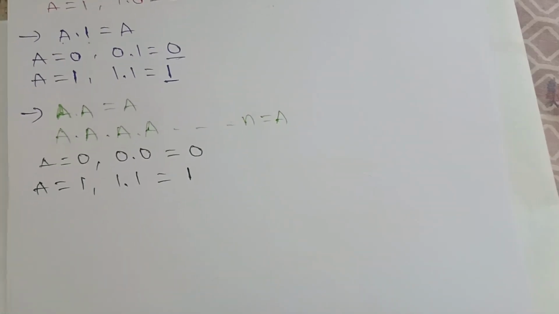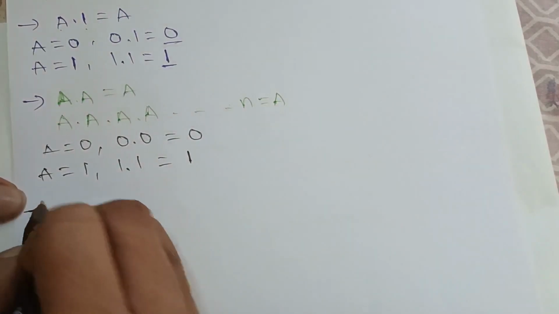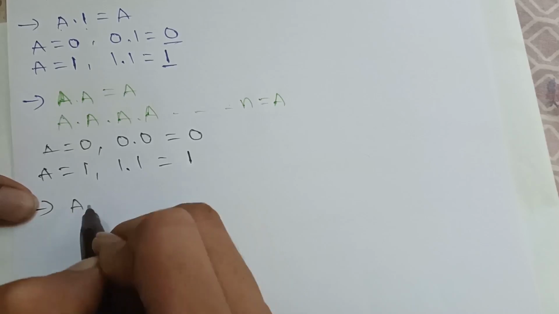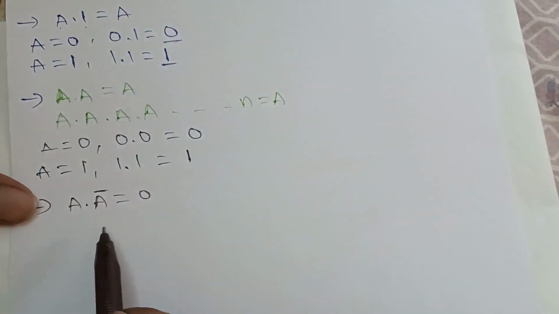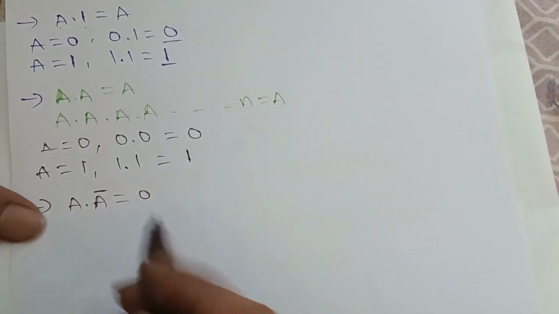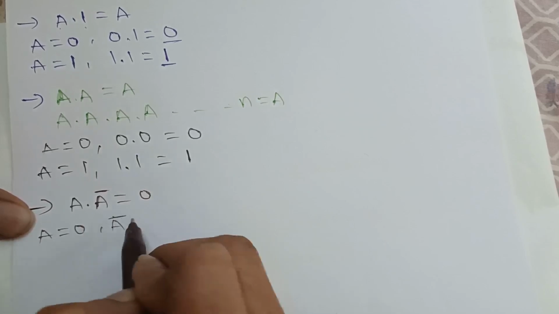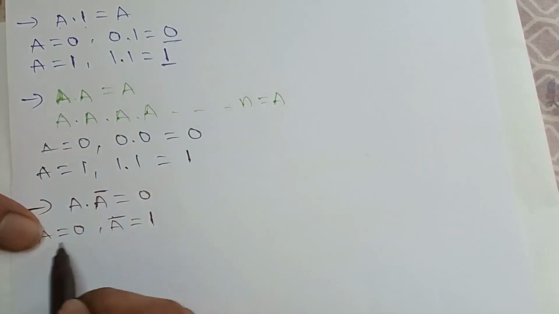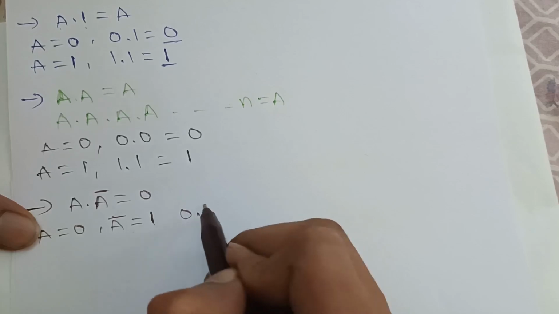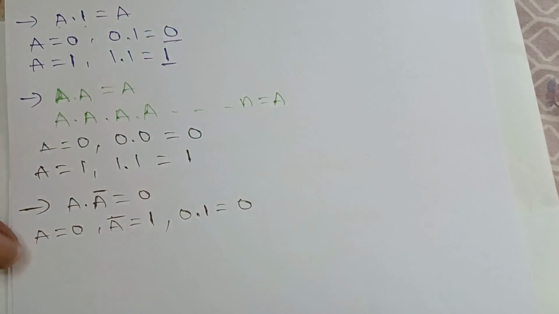Next is a dot a bar. a dot a bar is going to be 0. a bar is nothing but the complement of the number. Suppose a equal to 0, then a bar is going to be 1. When we take the AND operation between these variables, 0.1 is going to be 0. Hope this is clear to you all.